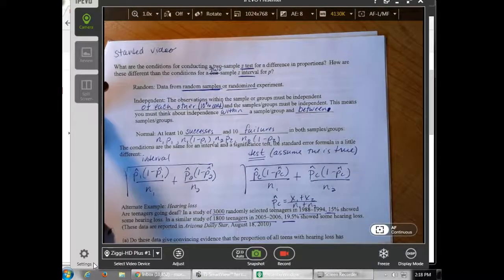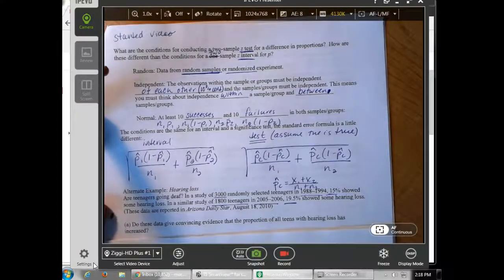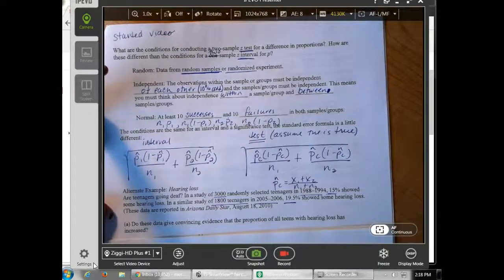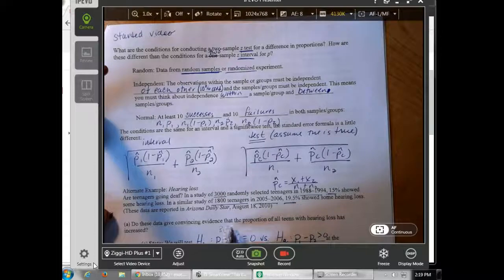Do these data give convincing evidence that the proportion of all teens with hearing loss has increased? So we're going to do a state, plan, do, conclude here. So state: we will test the null claim that says the two proportions are the same, that p sub 1 minus p sub 2 is equal to 0. And you guys remember that I told you in class you could also say p sub 1 equals p sub 2. That's saying the same thing. Just wanted to point that out.